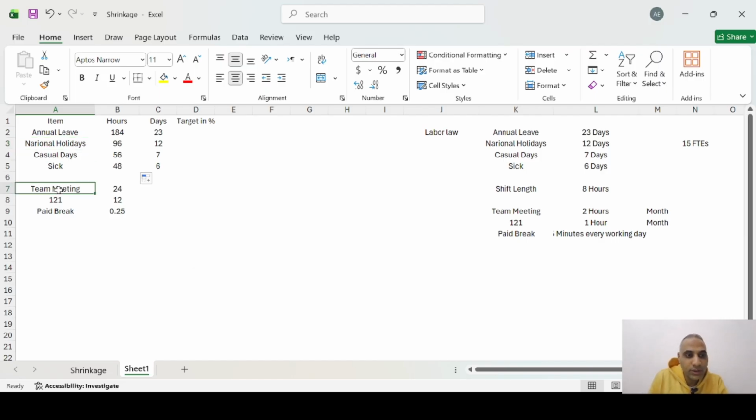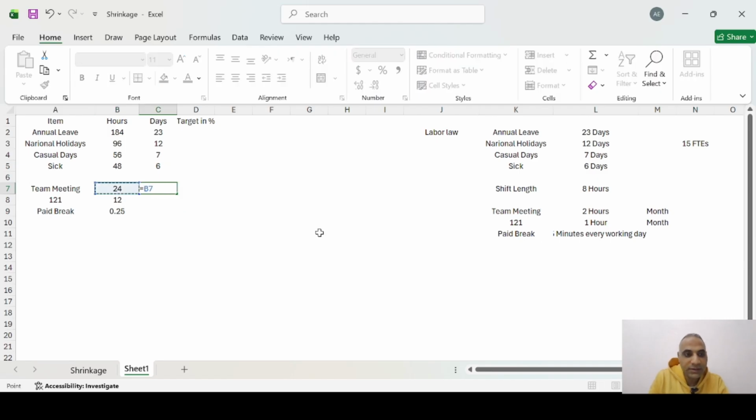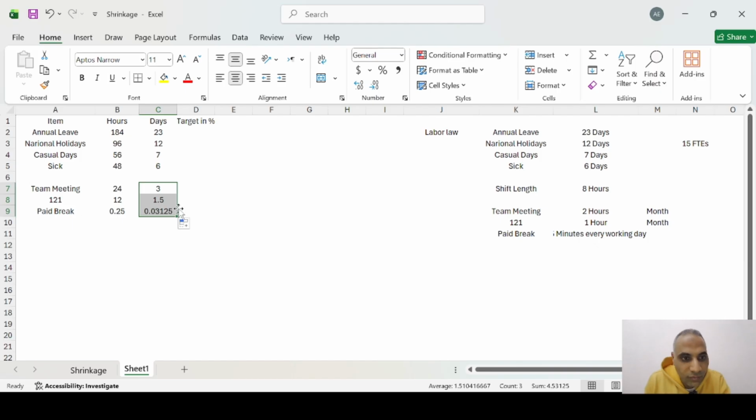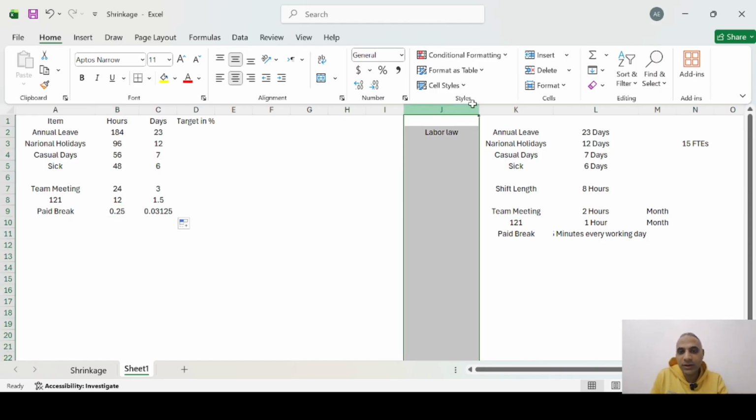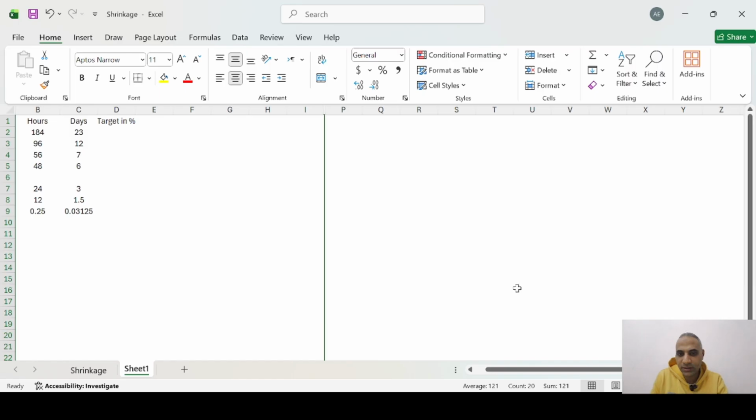Now to the second part, which is team meeting. We have 24 hours per year. Accordingly, let's divide the 24 by 8. So we'll have 3 days per year for team meeting, and we'll do the same calculations here over the paid break. But do you think that the per year will have only 0.25? No, this is per day. So how many days will the agent be working throughout the whole year? So we should multiply the 0.25 by the working days per year. Accordingly, we need another part here. Let's hide this section. We don't need it right now.